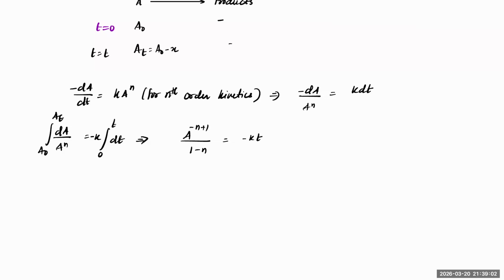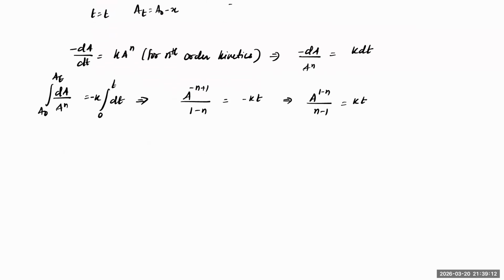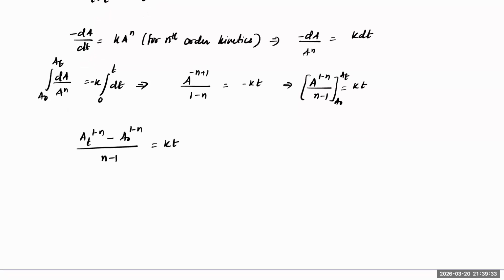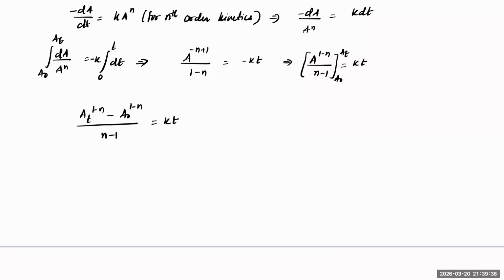Okay. So that minus will go on the other side, which implies I can write it as A raised to power of (1 minus n) by (n minus 1) is equal to kt. And the boundaries for this would be from A naught to AT. So I can write this as (AT raised to power of 1 minus n minus A naught raised to power of 1 minus n) by (n minus 1) is equal to KT. Correct? Now, this is for nth order. So this is the equation which you will get for the nth order.